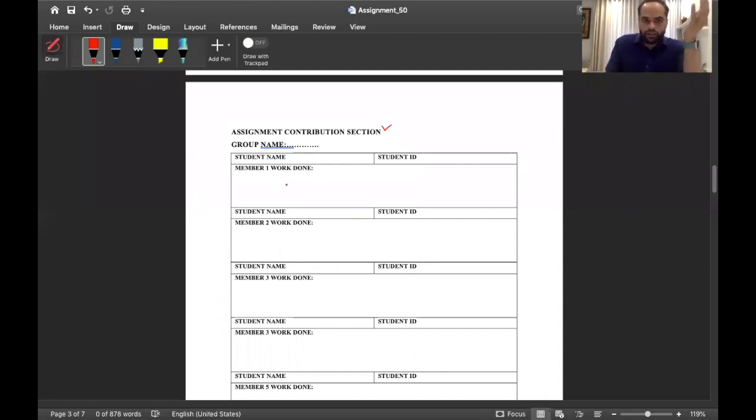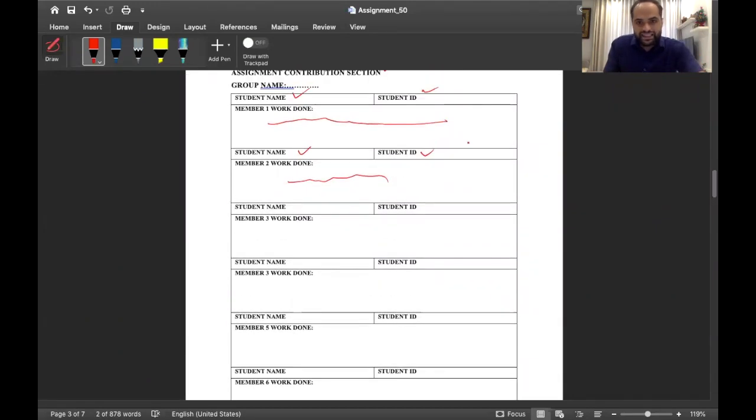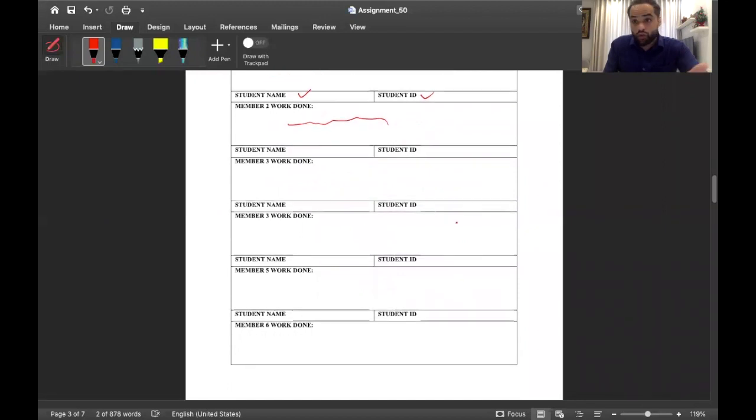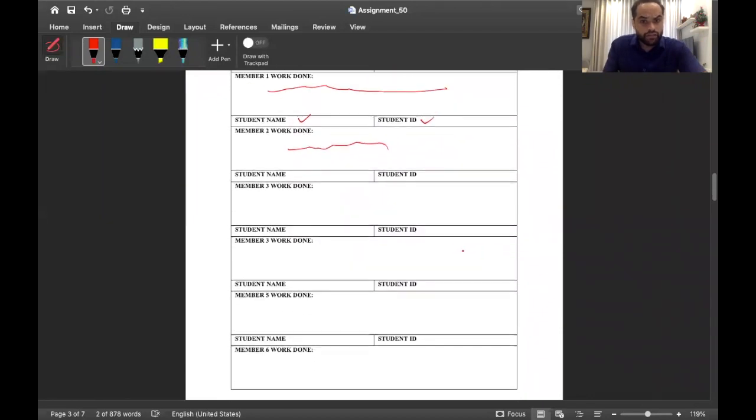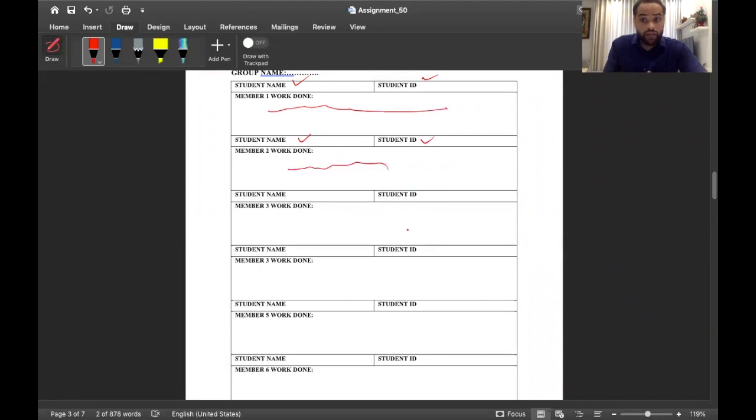So let's say this is the student name, your student ID, and here is your contribution. Second group member, here is your name, here is your ID, and here is your contribution. So I made around 6 columns, for 6 students, all right? No group has 6 students, but anyway I will make it 6 in case any group has 6 members. All right, so that is very important.